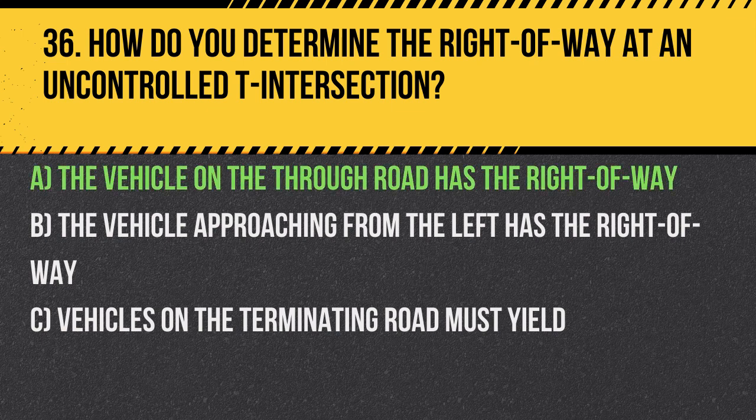Answer A. The vehicle on the through road has the right-of-way. Vehicles on the terminating street should yield to those on the through road.